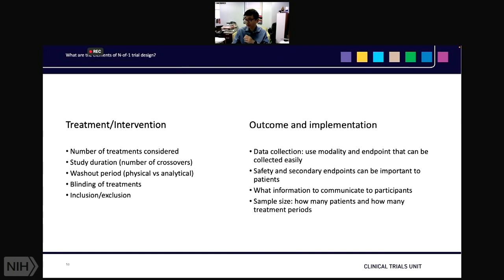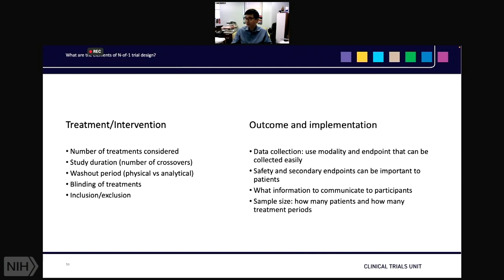And a related point is that we need to know what type of information to communicate to the participants. We want the patients to make decisions that are fully informed, but we don't want to overwhelm them with a lot of other information that may not be relevant in managing the condition. So this is a type of thing that needs to be considered during the planning of an N-of-1 study.